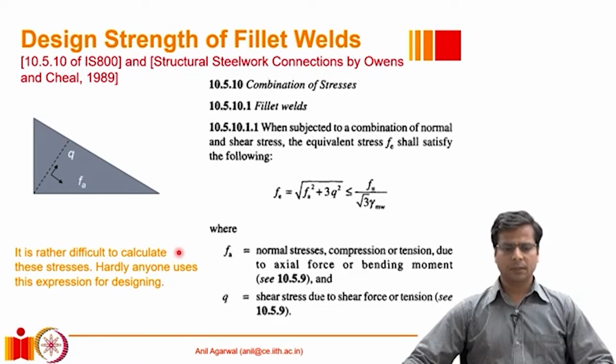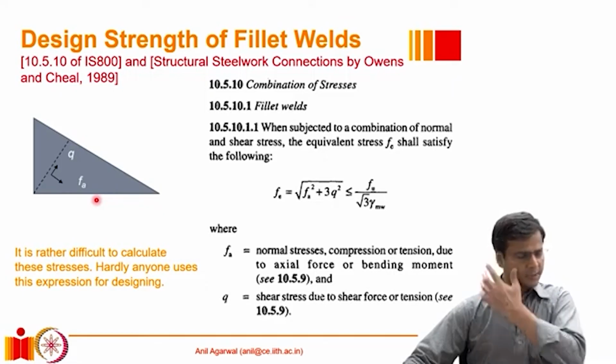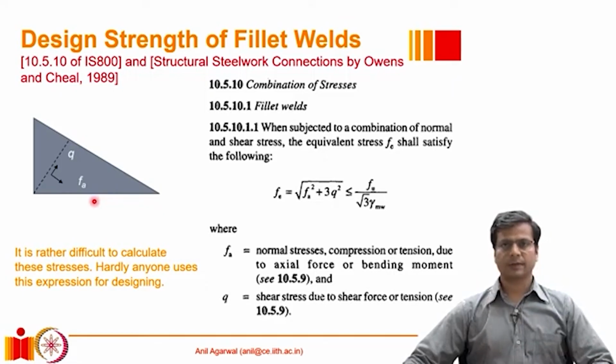So we have just seen that for fillet welds, the Indian code recommends using Fu divided by root 3 as the design stress value, or the nominal stress value, and that is what we use for designing of fillet welds under any type of loading conditions. There is also another clause, 10.5.10 in IS 800, which also gives a slightly different requirement or equation for designing of fillet welds, especially for the situations where there is a combination of stresses acting simultaneously.